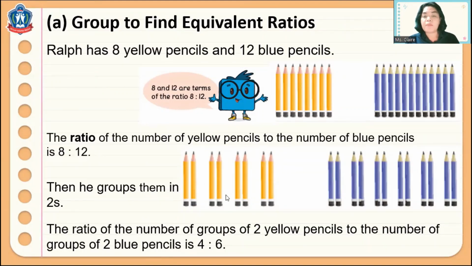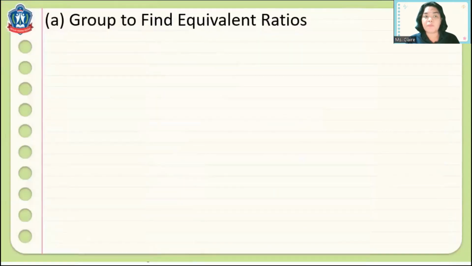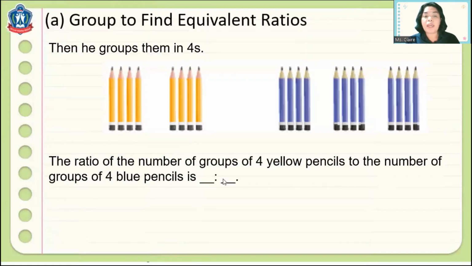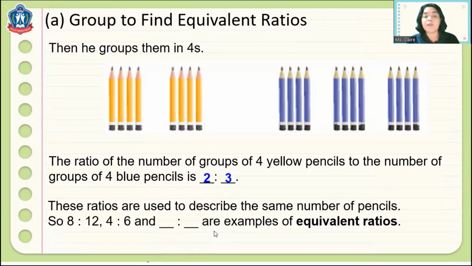Later on, he groups them in 4s. Take a look. So how many groups of 4 are there for the yellow pencils? Yes, there are 2 groups, so 2. For the blue, there are 3 groups. So this is the new ratio now, which is 2 to 3. These ratios, children, are used to describe the same number of pencils. So 8 to 12, 4 to 6, and 2 to 3 are examples of equivalent ratios. They have the same value.